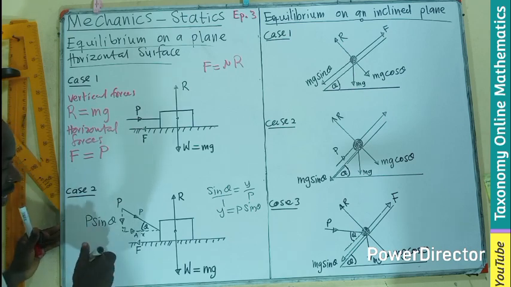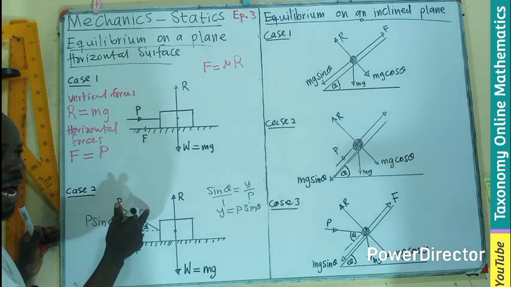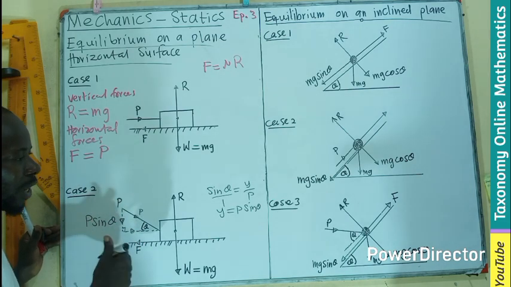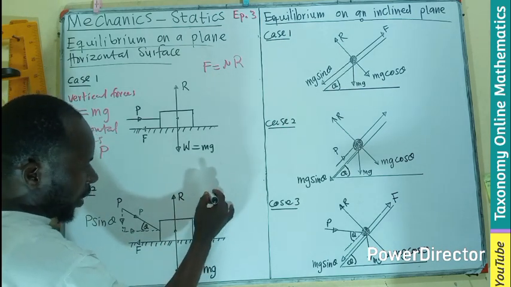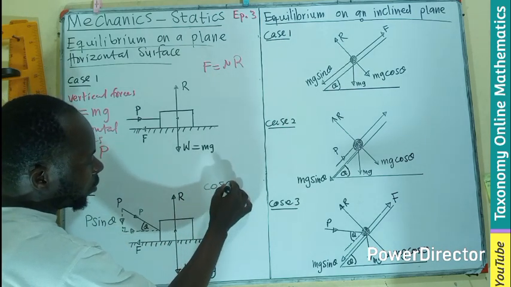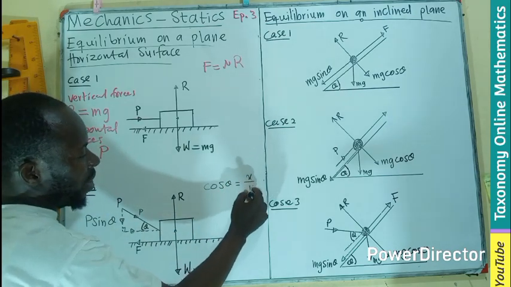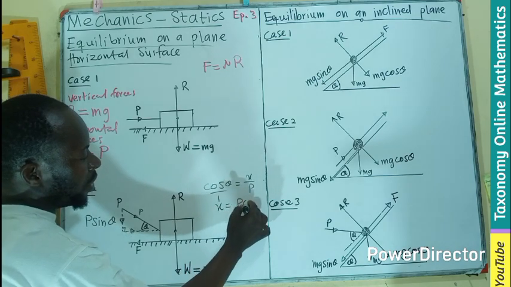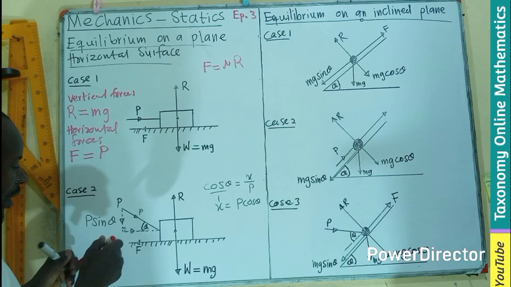Are we good? Then if I am picking this side, which is x, it is also going to make use of the hypotenuse and the adjacent. And hypotenuse and adjacent make use of what we call the cos, or the cosine. So the cos of the angle equals the adjacent side, which is x, over the hypotenuse P. Cross multiply, x becomes P cos theta. So here will also be P cos theta.